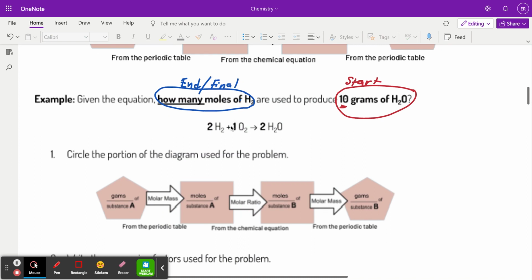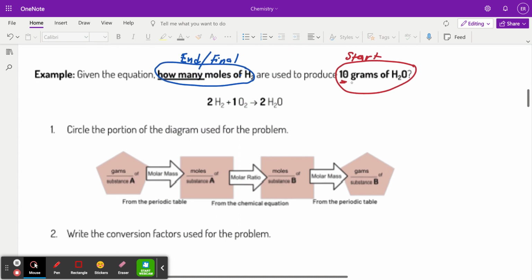Okay, so now, once we know where we're starting and where we're going, our start is always going to be our substance A, because we're starting from A to B. And our end or our final is always going to be our substance B if they are two different substances. So right here we have H2O, and right here we have H2. So those are two different substances. That means first substance is A, second substance is B.